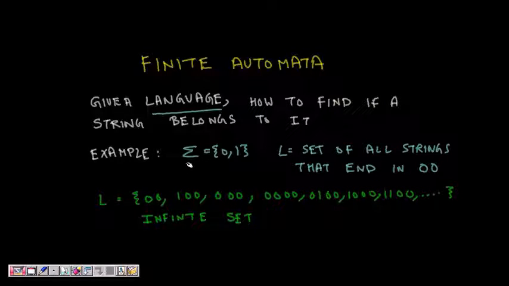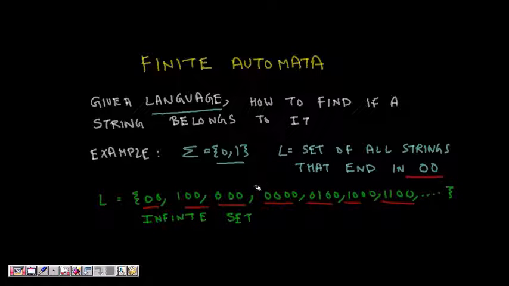Let us have an alphabet which is 0 and 1. The language is the set of all strings that end in 00. So our language is the set of all strings made from 0 and 1 that end in 00. What are such strings? The smallest such string is 00. Then you can have 100 and 000, these are length 3. Then we have length 4: 0000, 0100, and 1100 and so on. So this is an infinite series.